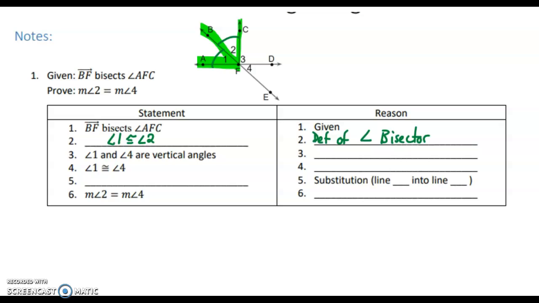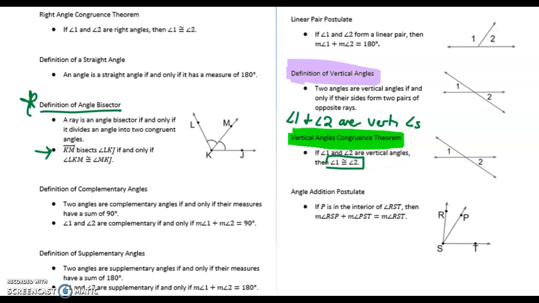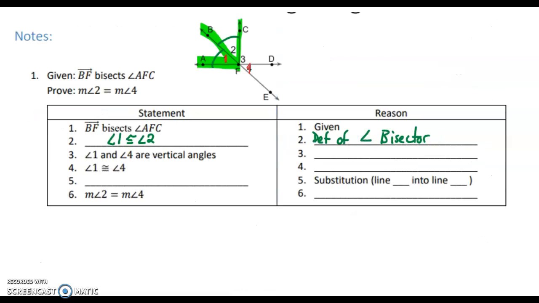Okay, now angle 1 and angle 4 are vertical angles. So look where angle 1 is, that's right here, and angle 4 is right here. And that's just because on the picture you can tell they are vertical angles. So that is the definition of vertical angles. It lets us say, hey, you have two vertical angles. You can literally state it from a picture. So angle 1 and angle 2 are vertical angles is the example. Ours are angle 1 and angle 4. So we can state angle 1 and angle 4 are vertical angles because that's the definition of vertical angles. It's literally something of what it means to be vertical.